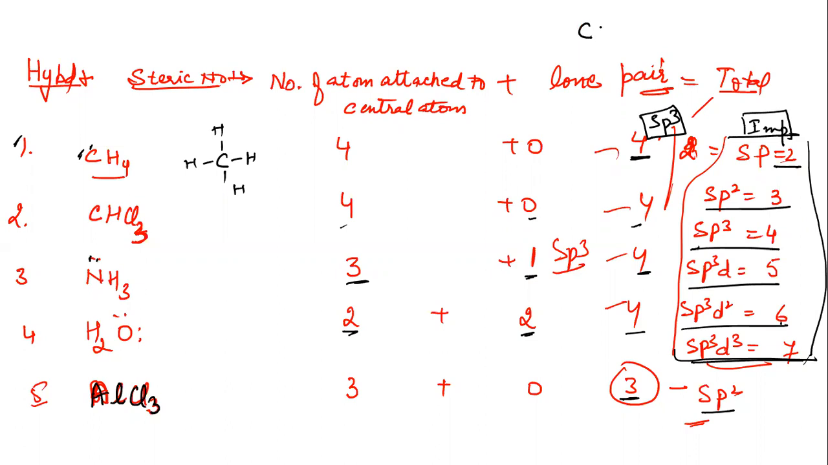Now suppose this one, CO2. Two atoms are attached to the central atom, and there is no lone pair. So 2 plus 0 is equal to 2. So hybridization will be equal to sp. Okay? Clear?